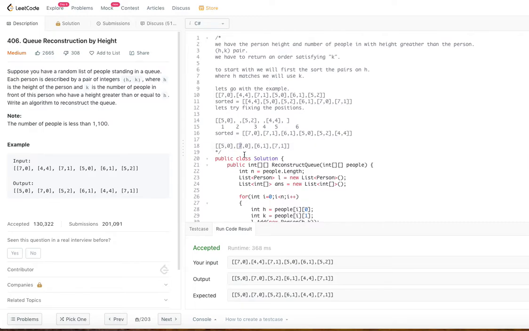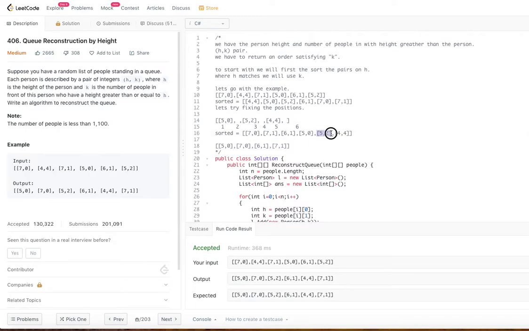He is also saying, okay, I am 7, there should be 0 people whose height is greater than or equal to 7. Yes, it still satisfies. And he is saying, I am 6, there should be only one guy whose height is greater than me. Yes, it satisfies. And he is saying, I am 7, there should be only one guy whose height is greater than or equal to 7, right? Still satisfies. So we are able to insert 4 people by satisfying all the conditions.